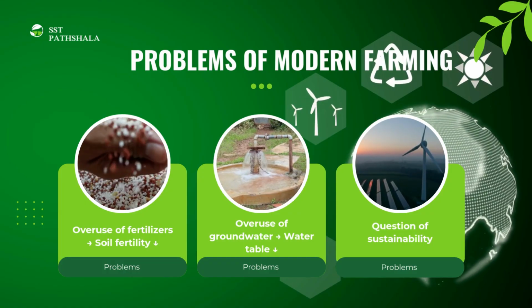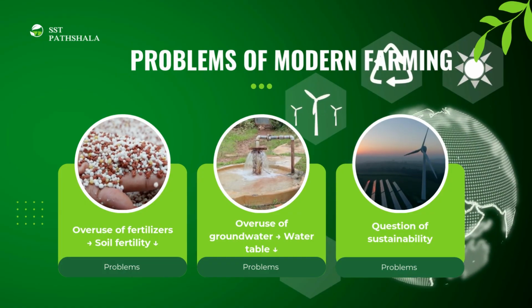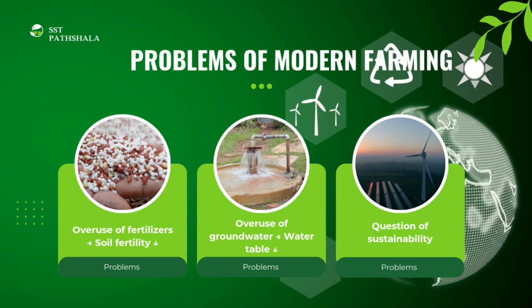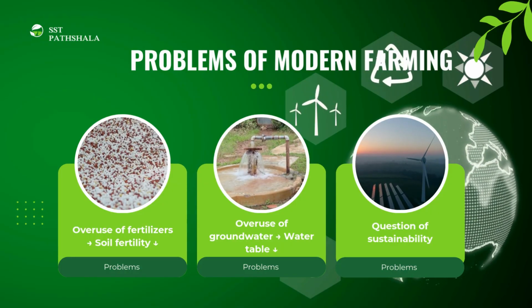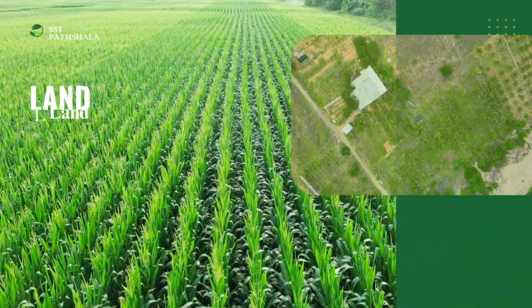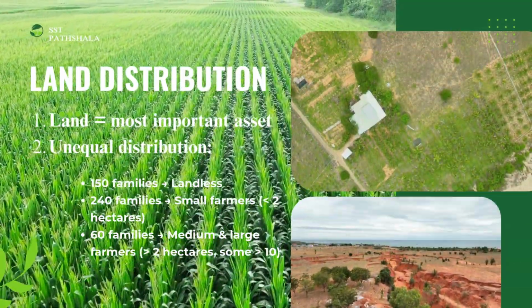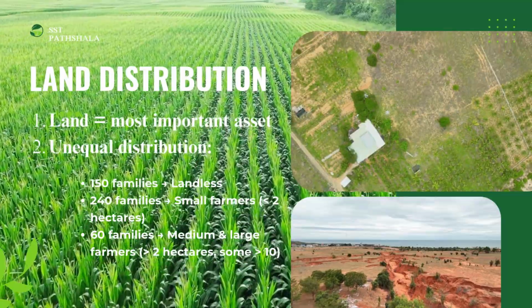So, while modern farming increases production, it also creates a long-term environmental problem. So now we are going to discuss the distribution of land. The land of Palampur is not equally distributed.